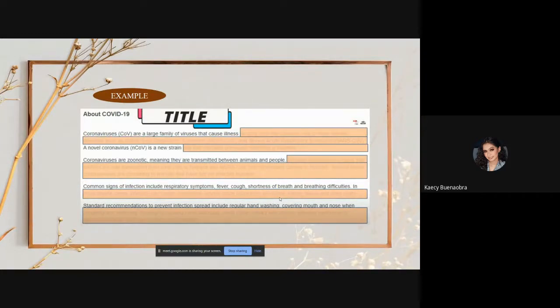So as you can see, we have here an article. Like in this article, let's say that, for example, we are looking for ways to prevent COVID-19. And to get those details, we look for keywords such as prevent and recommendations.